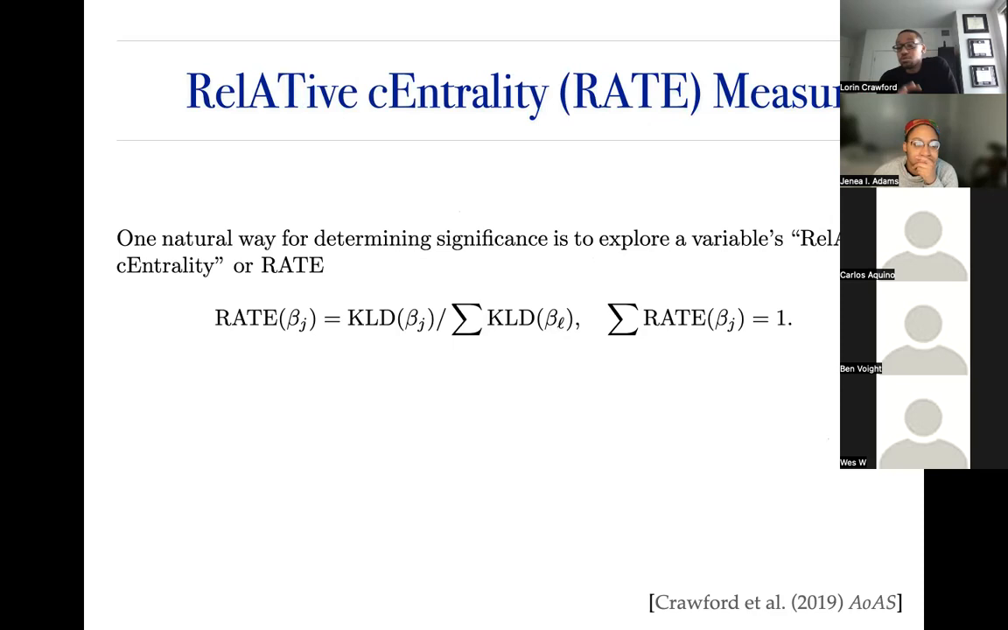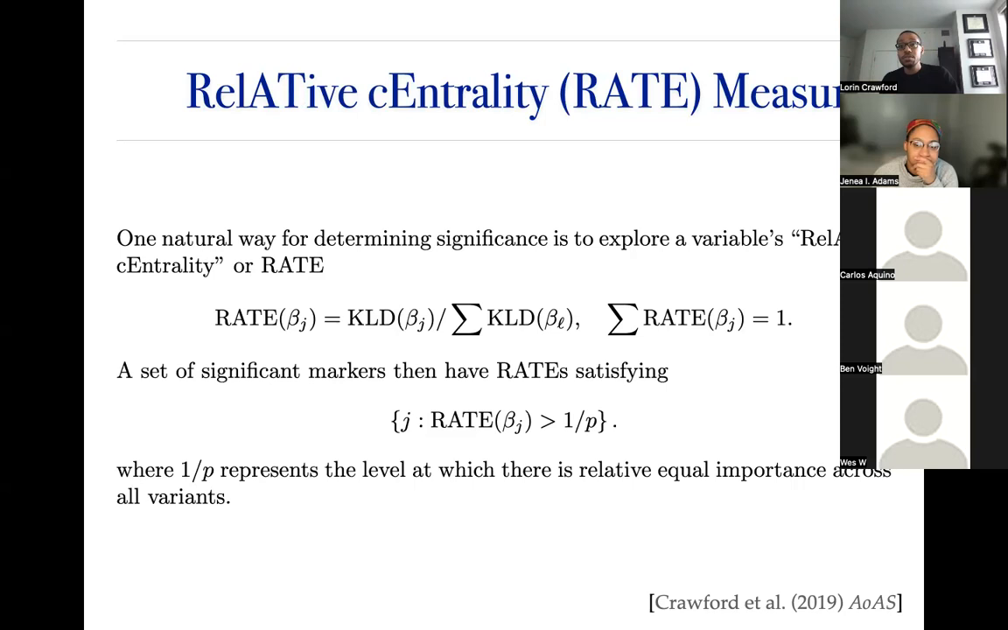So what that means is I take all my KL divergences derived from all of my SNPs in my data set, and I scale them by the sum of their totals, right? And that gives me a really cool and interesting null hypothesis. Remember, I said this idea of determining significance based on a null.